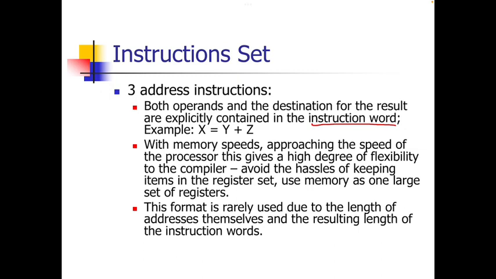And with the memory speed approaching the speed of the processor. Because before this, the memory speed was not as fast as the processor, so we needed to store our instruction into a register and then take from the register. But because our memory right now is much faster, similar to the processor, this gives a high degree of flexibility to the compiler. So we can do this.